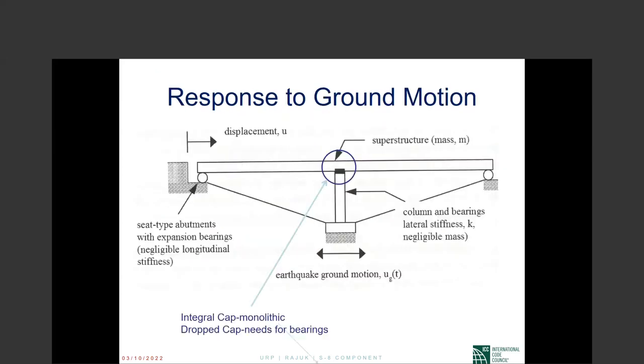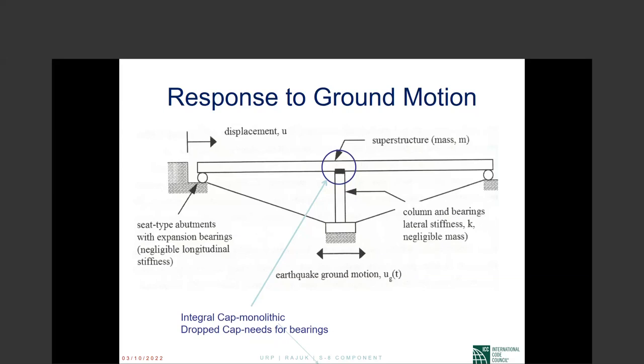So if you look at the response of the bridge in the longitudinal direction, at the end, if you have a C-type abutment, you need to allow displacement at that location because you have elastomeric bearing pads at the end of the bridge and they tend to slide, and you want to allow the bridge to slide. If you don't have ample seat width, you will unseat the bridge or you will damage the abutment.